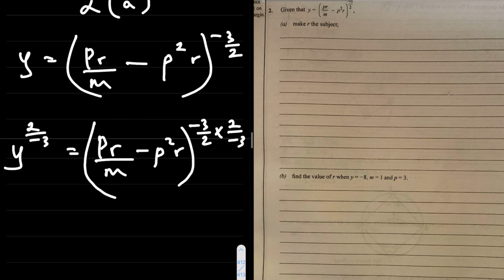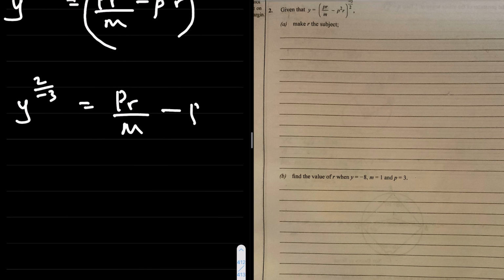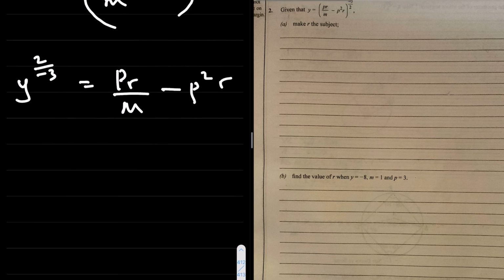And that simply means, okay, let me just go straight. Minus 3 here 1, minus here 1, 2 here 1, 2 here 1. And that simply means y raised to power 2 all over minus 3 equals PR over m minus p squared r.